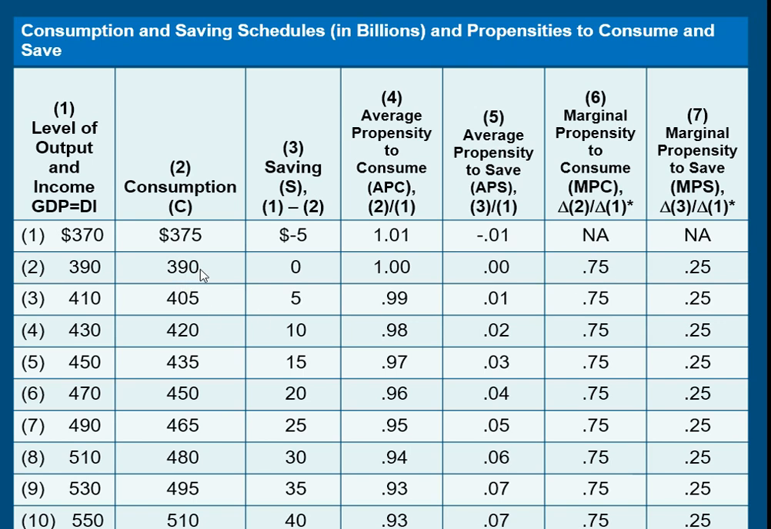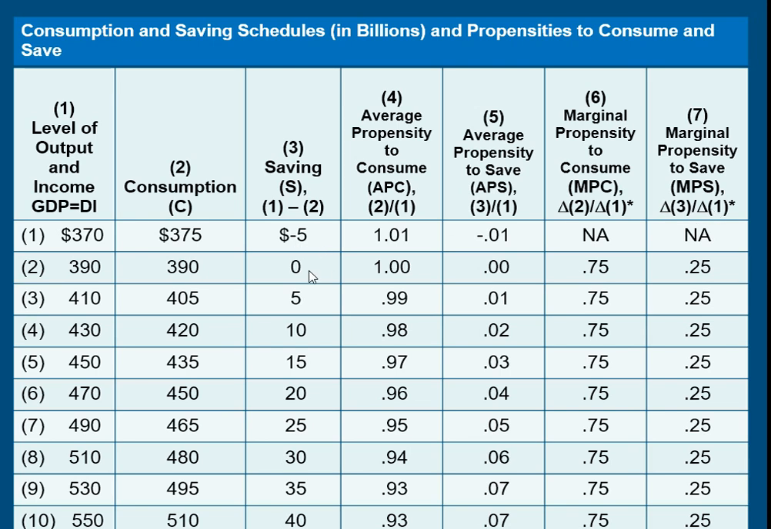And similarly, from this point to this point, the change is 15, and from this point to this point, the change in disposable income is 20. So we have to divide 15 by 20 and it will give us MPC, and so on. For the calculation of marginal propensity to save, we have to divide change in saving by change in disposable income.